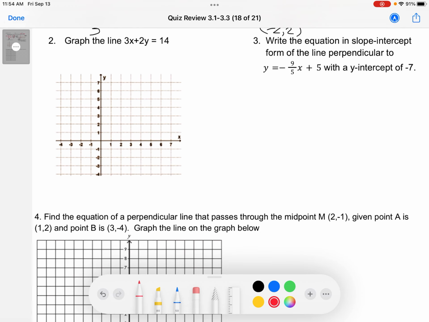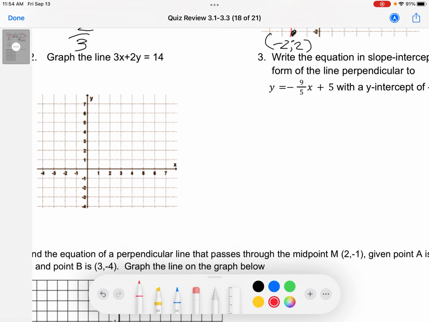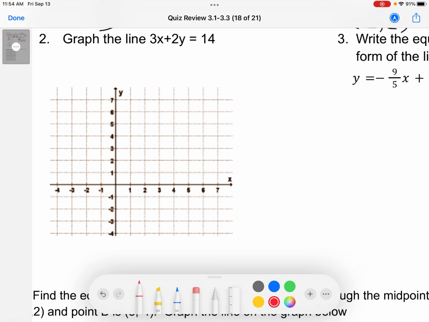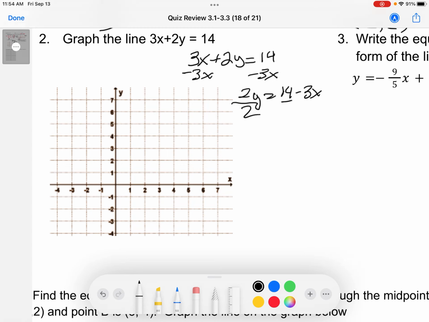It says graph the line. Before I graph the line, I need to use algebra and solve this equation. I've got 3x plus 2y equals 14. I'm going to subtract 3x to the other side, so 2y equals 14 minus 3x. I'm going to divide both sides by 2. So y equals 7 minus 3/2 x.